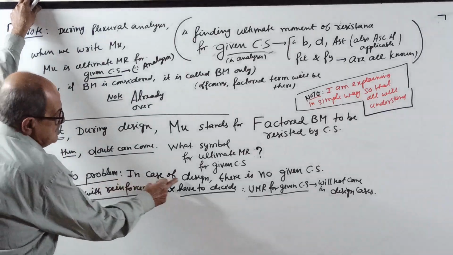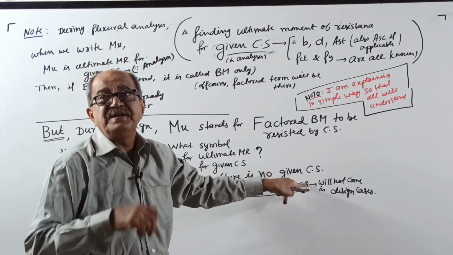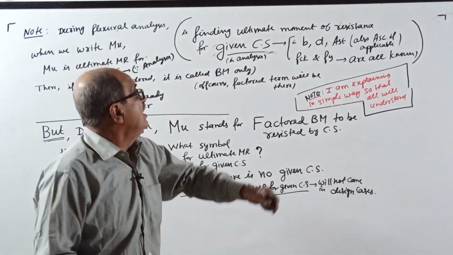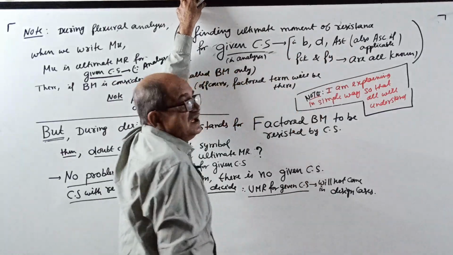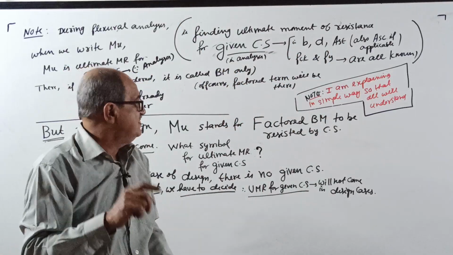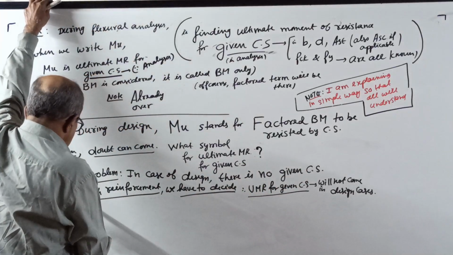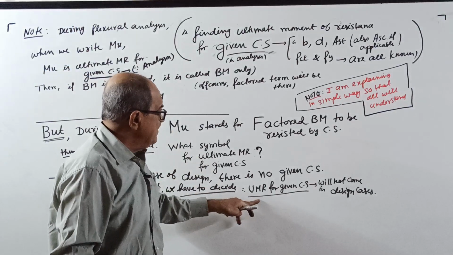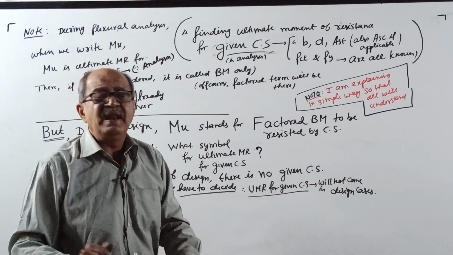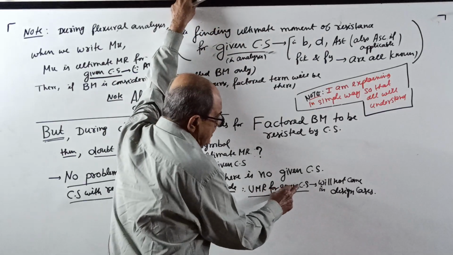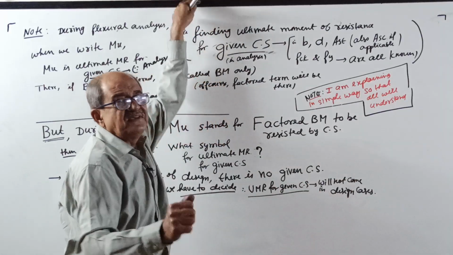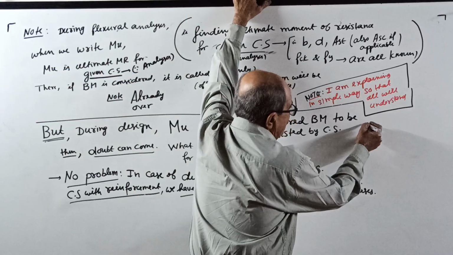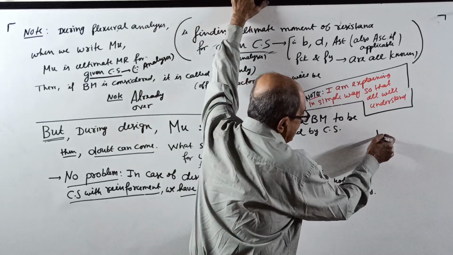No problem. In case of design, there is no given cross section. Cross section dimensions can be given by somebody, but a given cross section means everything should be known. You are only finding strength. In design there is no given cross section; the cross section with the reinforcement, we have to decide and arrange. So ultimate MR for a given cross section will not come there. The term ultimate MR for given cross section will not come in design cases. Therefore, remember, lastly I will tell, I will write here now, and I will not repeat once again.